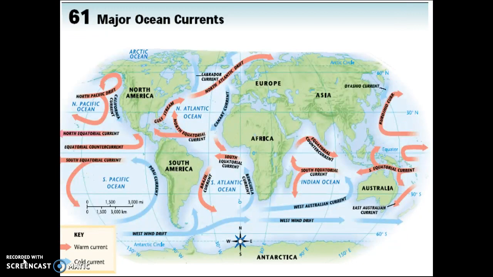This map here shows most of the major ocean currents in the world. You'll notice the red arrows represent warm water currents. The blue arrows represent cold water currents. You may also notice that there are a lot of kind of circular type shapes in these currents. We see it in the South Pacific. We see it here in the South Atlantic. We see it in the North Atlantic going this way, the Indian Ocean. So there are a lot of circles.